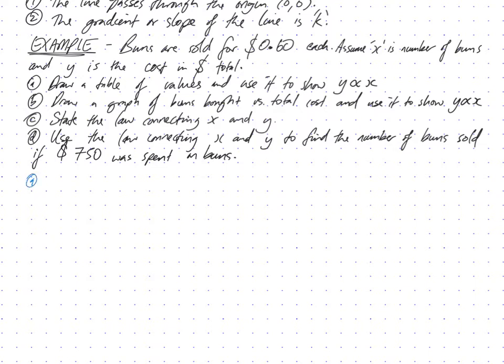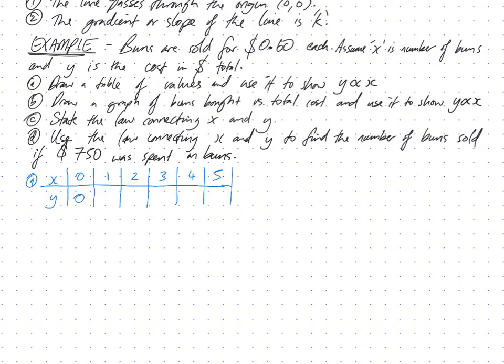So let's do a table of values for the x numbers and the y numbers. Let's just do that many. So I could sell 0 buns, I could sell 1, 2, 3, 4, or 5. If I buy 0 buns, it's going to cost nothing.